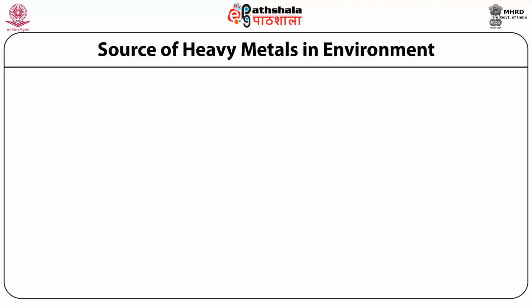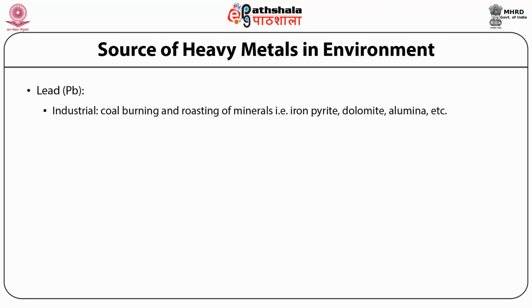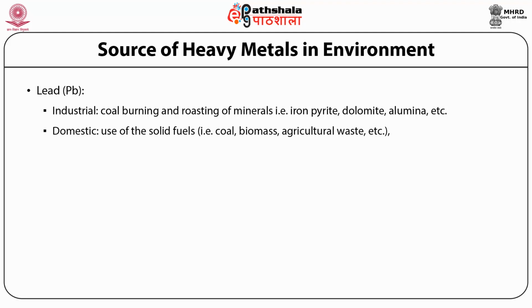Source of heavy metals in the environment. There can be varied sources of metals in the environment. We'll discuss one by one their sources into the environment. Lead has two sources. Industrial sources come from the burning of coal and roasting of minerals like iron pyrite, dolomite or alumina, and domestic use of solid fuels, for example coal, biomass, agriculture waste, etc. Paints, ceramic glaze, cosmetics and folk remedies, drinking water, etc. can all be sources of lead in the environment.